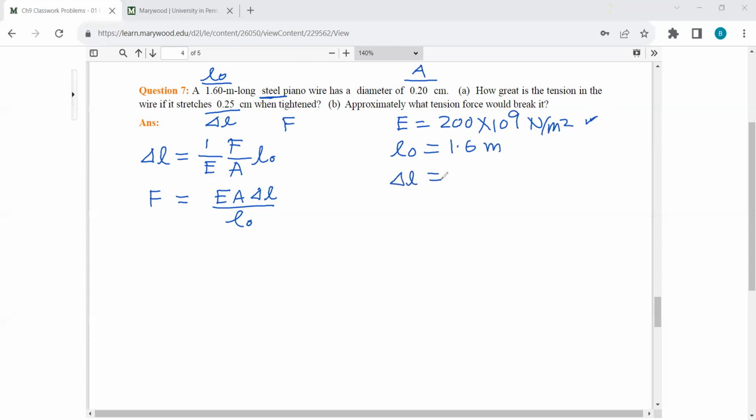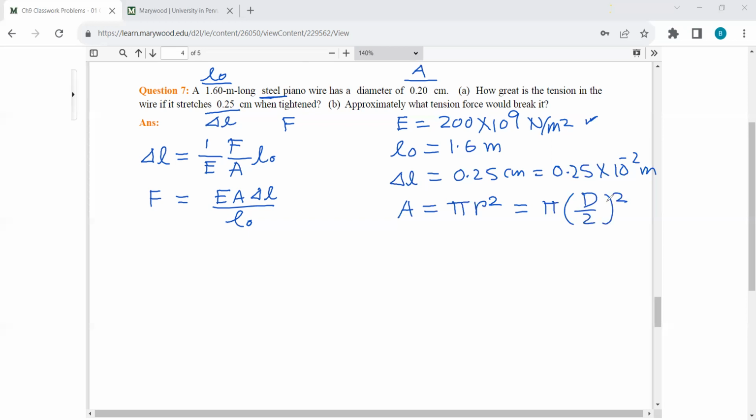Delta L is not in SI unit, it is 0.25 centimeter, so let me convert it into meter by this. But A we do not know directly. So what is the cross section area? For a circular cross section, area is pi r square. Now again, here we need the radius, but we are given the diameter. So what is the radius? Radius is half of the diameter, so it is pi d by 2 square.